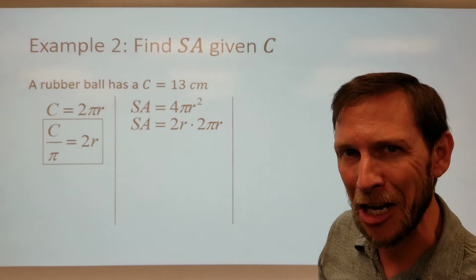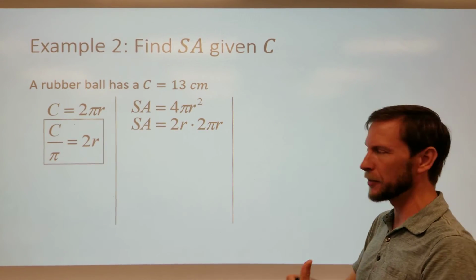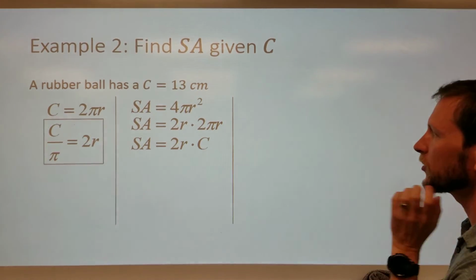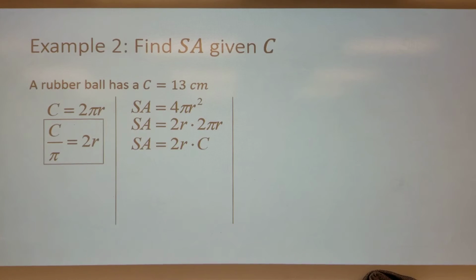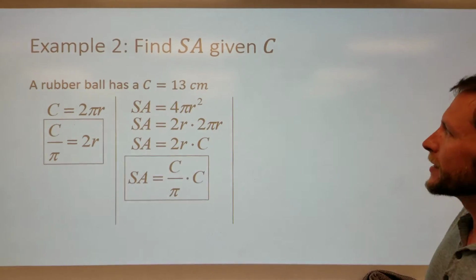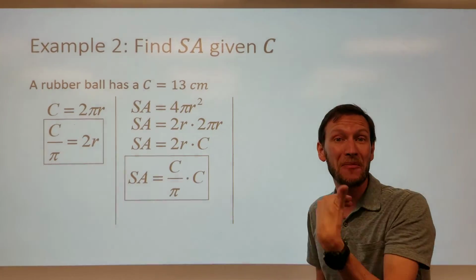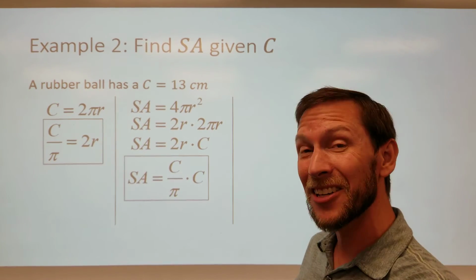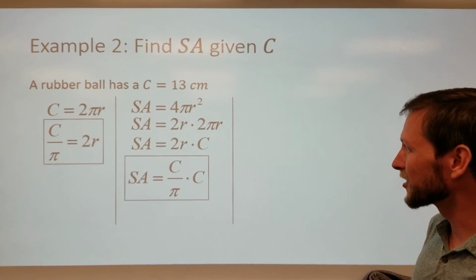Just kind of a strange exploration, doing some fancy algebraic manipulation here. And this gives us 2r times the circumference, or the circumference over pi times the circumference. So not even knowing what the radius is, we can take the circumference squared and divide it by pi, and that will tell us what our surface area is. It's kind of a neat trick.